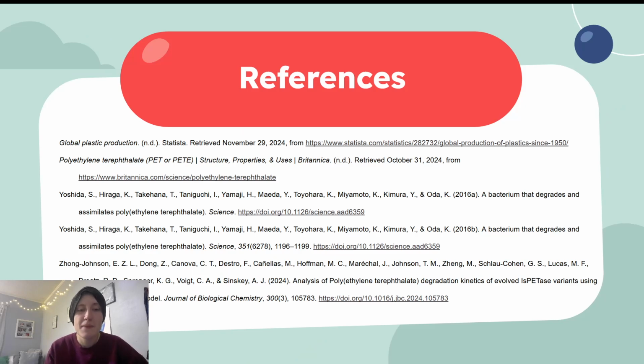Then here's a references page. Most of these references were quoted directly somewhere in the presentation. One that was used for background information was Britannica, that gave some background information about the history of plastics like polyethylene terephthalate, and the others are quoted directly where they're used in the presentation.